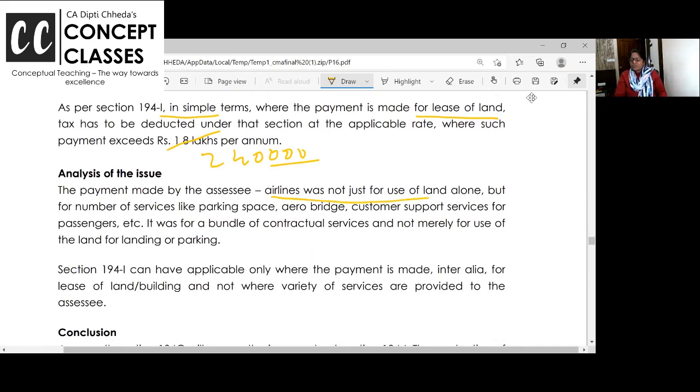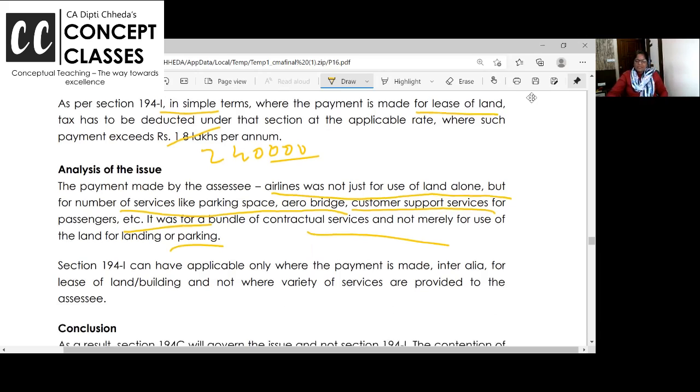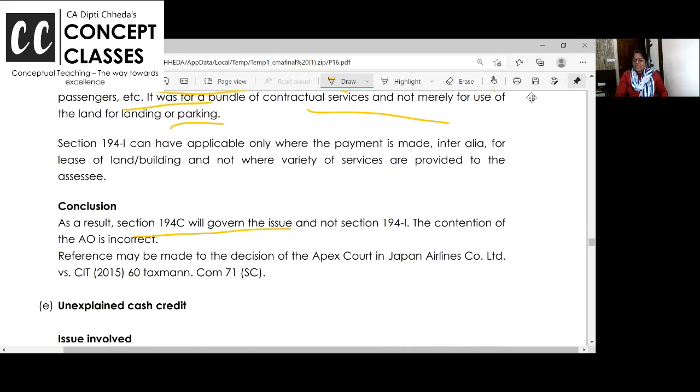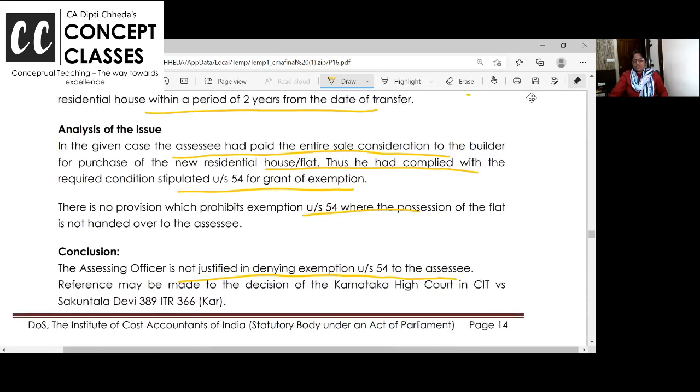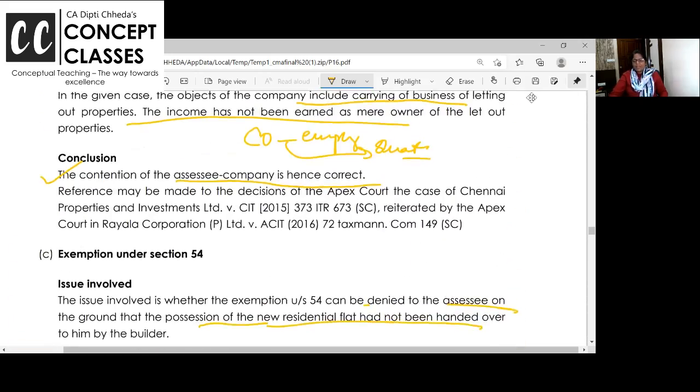Now payment was not just for the use of land alone, but for parking, aero bridge, customer support services and all. So it's a bundle of service. So you can't charge the TDS under 194I. It has to be 194C. Clear? It has to be 194C, and the contention of AO is not correct in this. Chalo, next now.